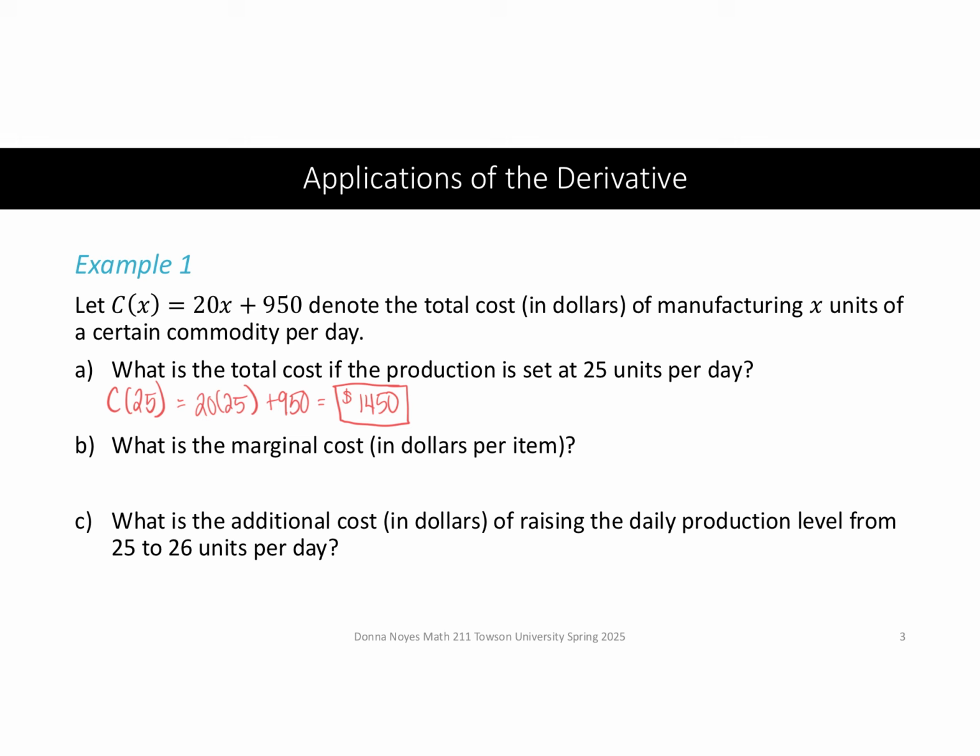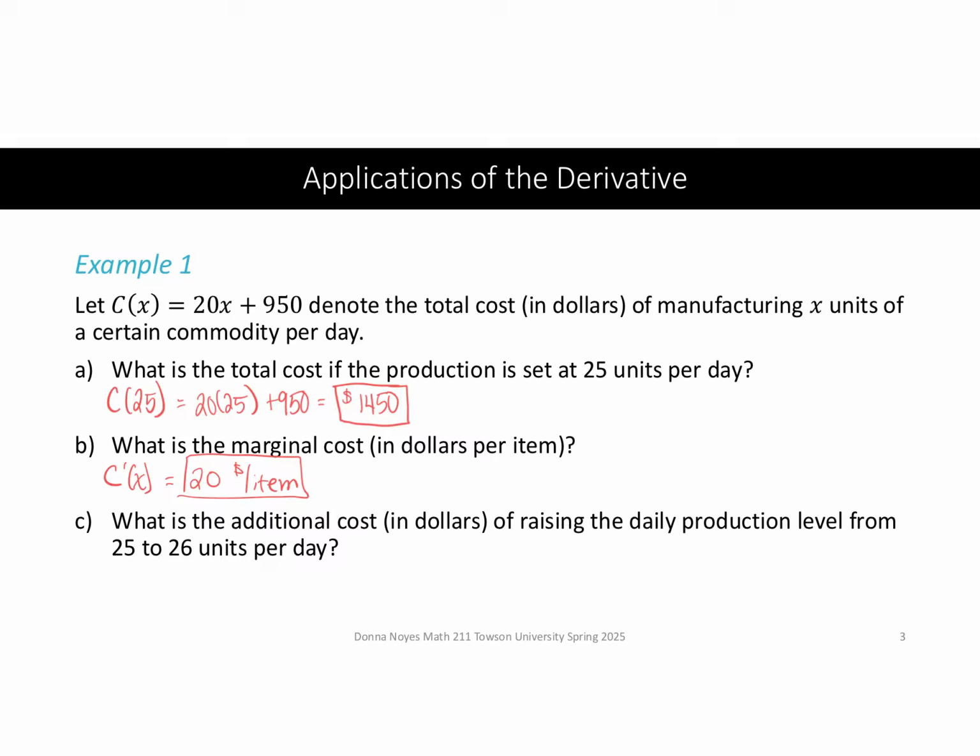What instead is our marginal cost? Well, remember, marginal means take a derivative, so we are looking for C prime of X. So C is 20x plus 950, so our derivative, C prime, means the derivative of 20x is just 20, and the derivative of 950 is just 0, so it is simply $20 per item. We like when we get linear functions in this case. So if our cost is changing at $20 per item, no matter how many items we've made, we have a constant change. It is always $20 per item.